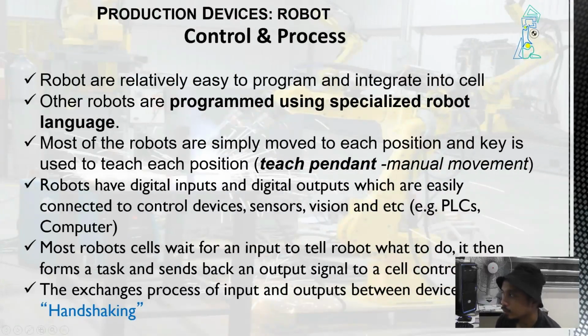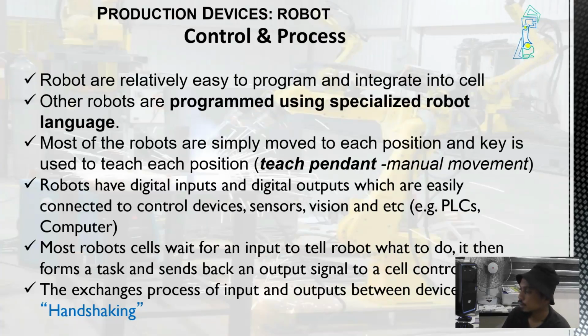When we talk about control and process in the production devices, we will be more specific on the control systems of the production devices, for example, robots.